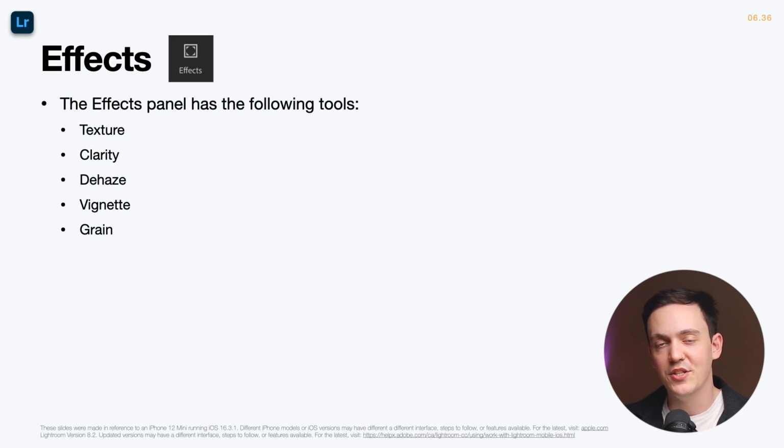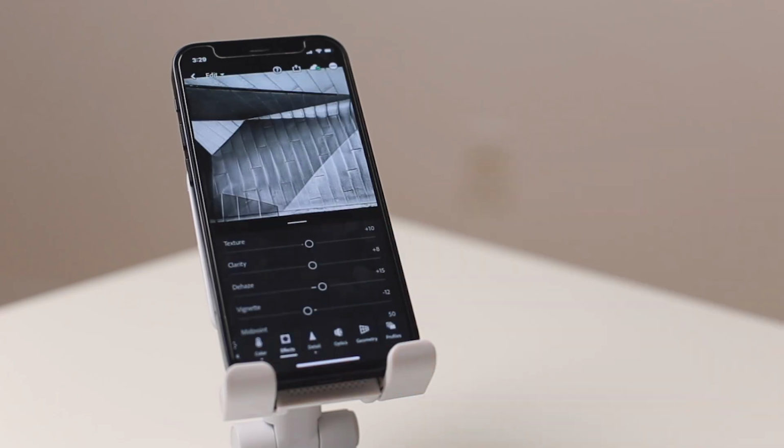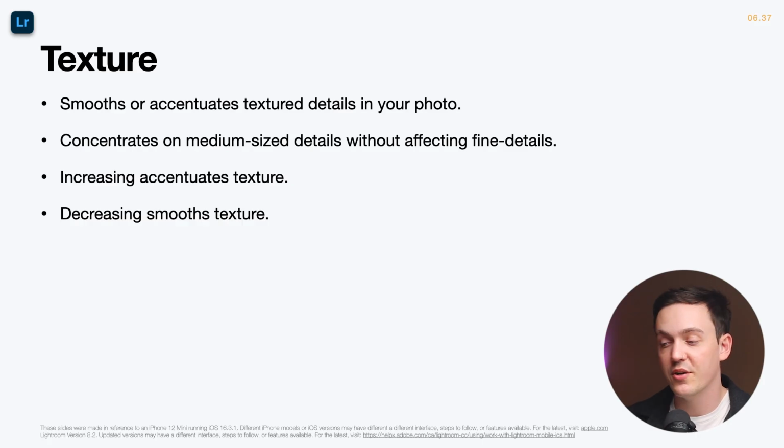The next editing menu in Lightroom is titled Effects, and as you may have guessed, the tools in this section are a part of the effects editing process. The first slider that we see is texture. This tool smooths or accentuates the texture details in your image. It concentrates on just the medium-sized details without affecting fine details.